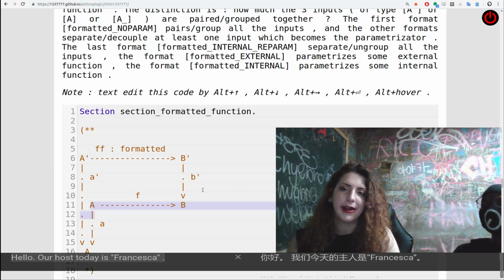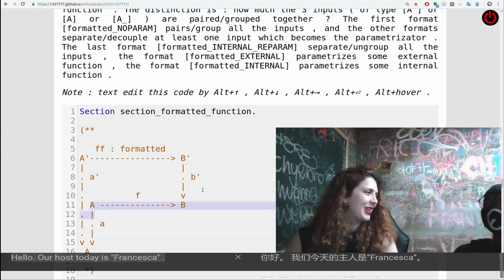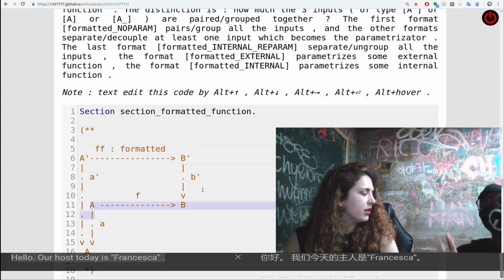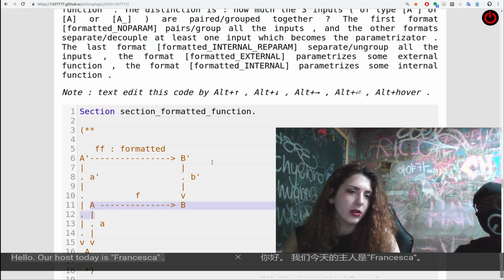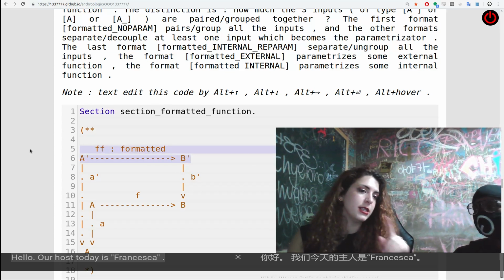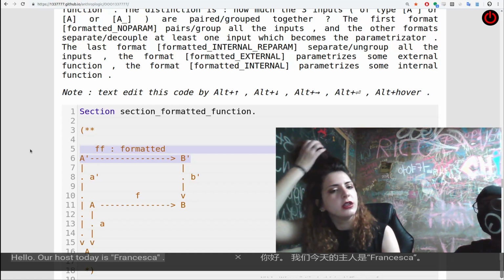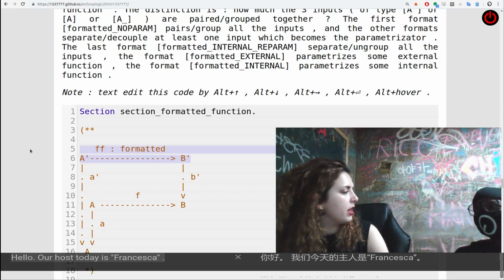But this is very formal. Let's not forget the sense. The sense is right here, and it stays exactly the same. That doesn't change. So this is mathematics.